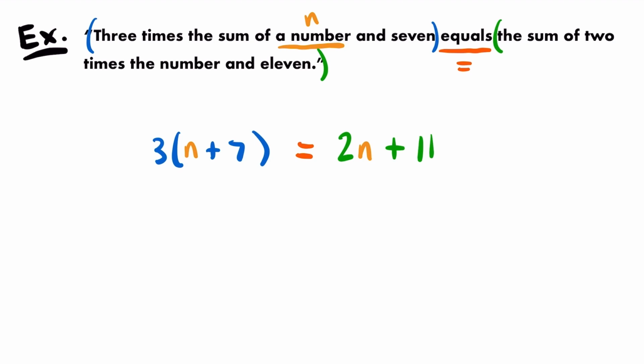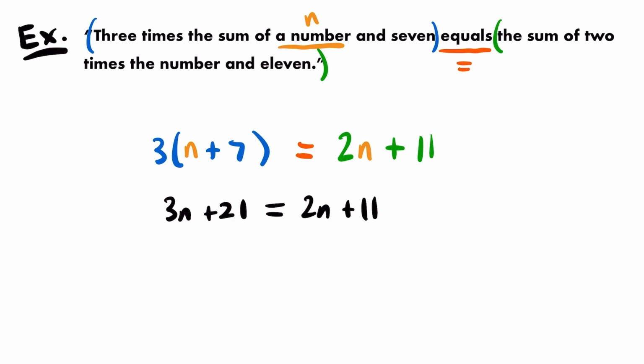So let's do that here. If we use the distributive property, we can multiply 3 through this quantity. We'll multiply it by both n and 7. 3 times n would be 3n, and 3 times 7 is 21. So we get 3n plus 21 is equal to 2n plus 11.